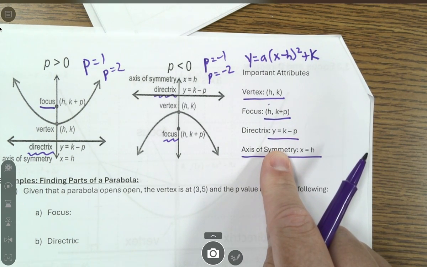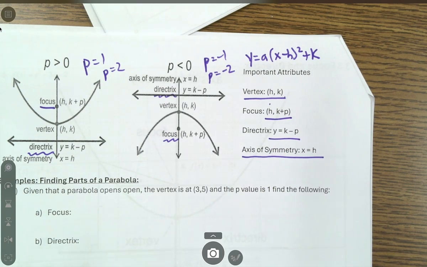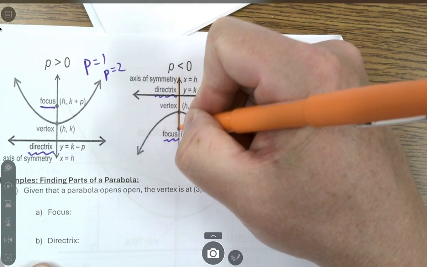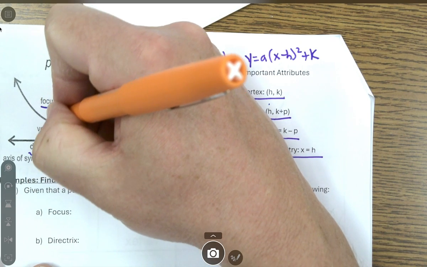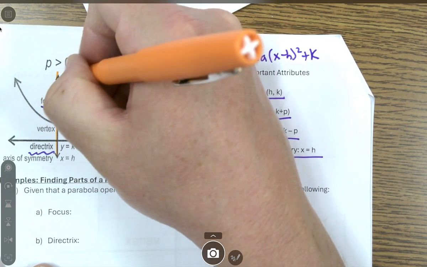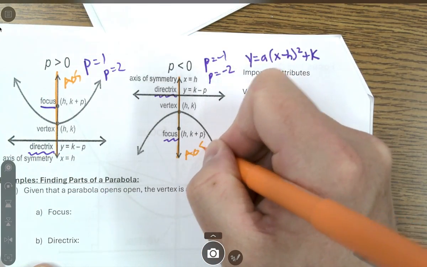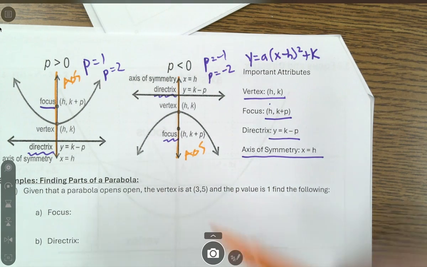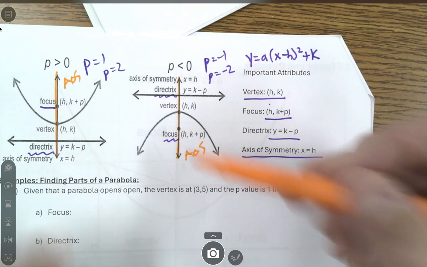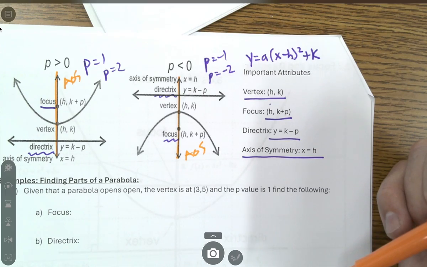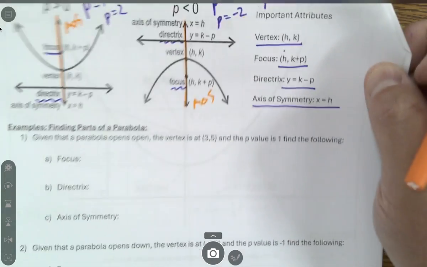One thing that I did not mention is the vertex and the focus are always on the axis of symmetry. They are always vertical of each other. So vertex and focus are always above and below each other. That's important. So let's look at these first few examples and kind of knock out some of these problems.